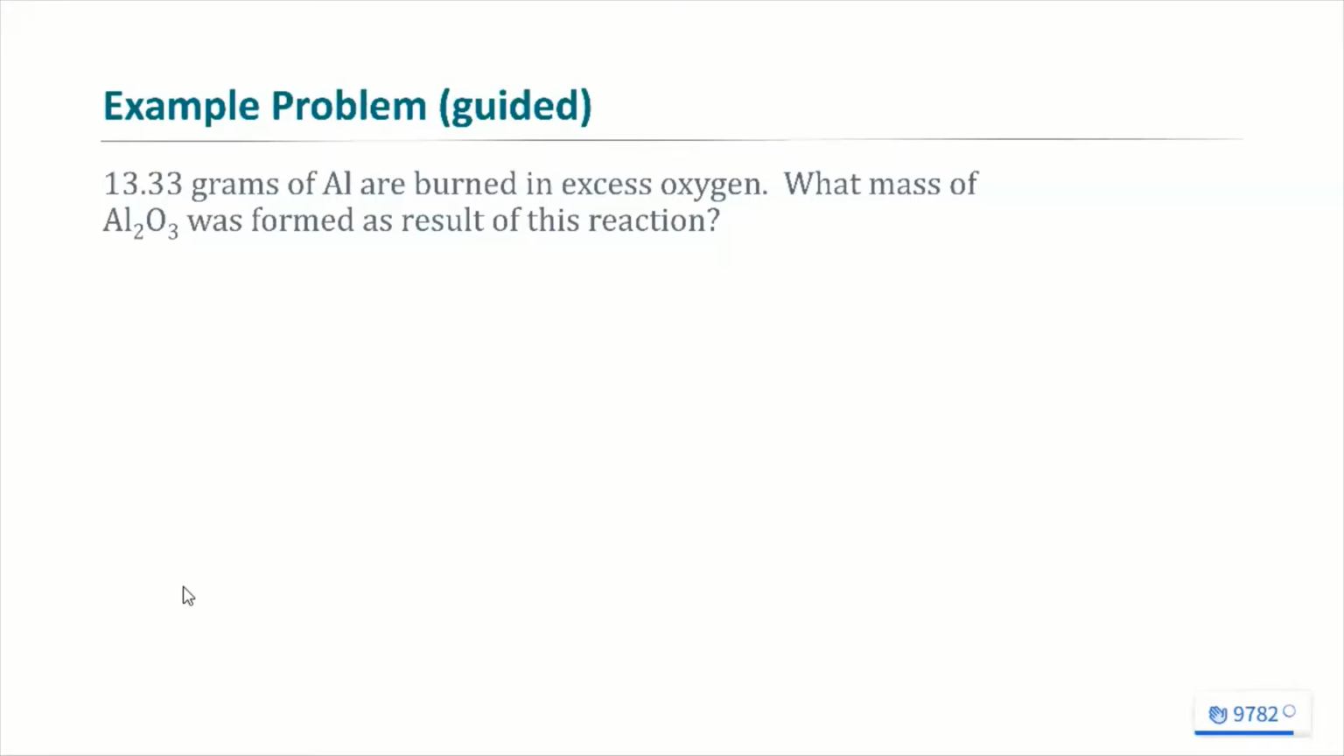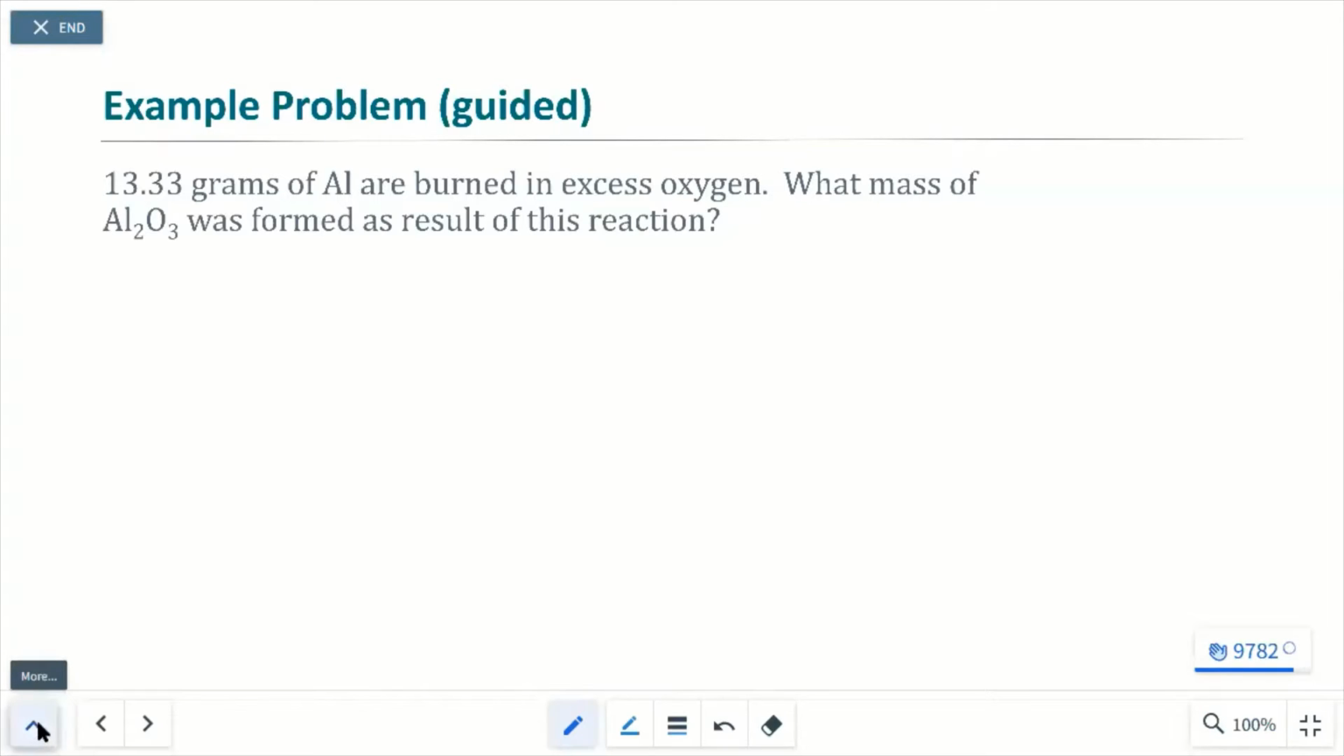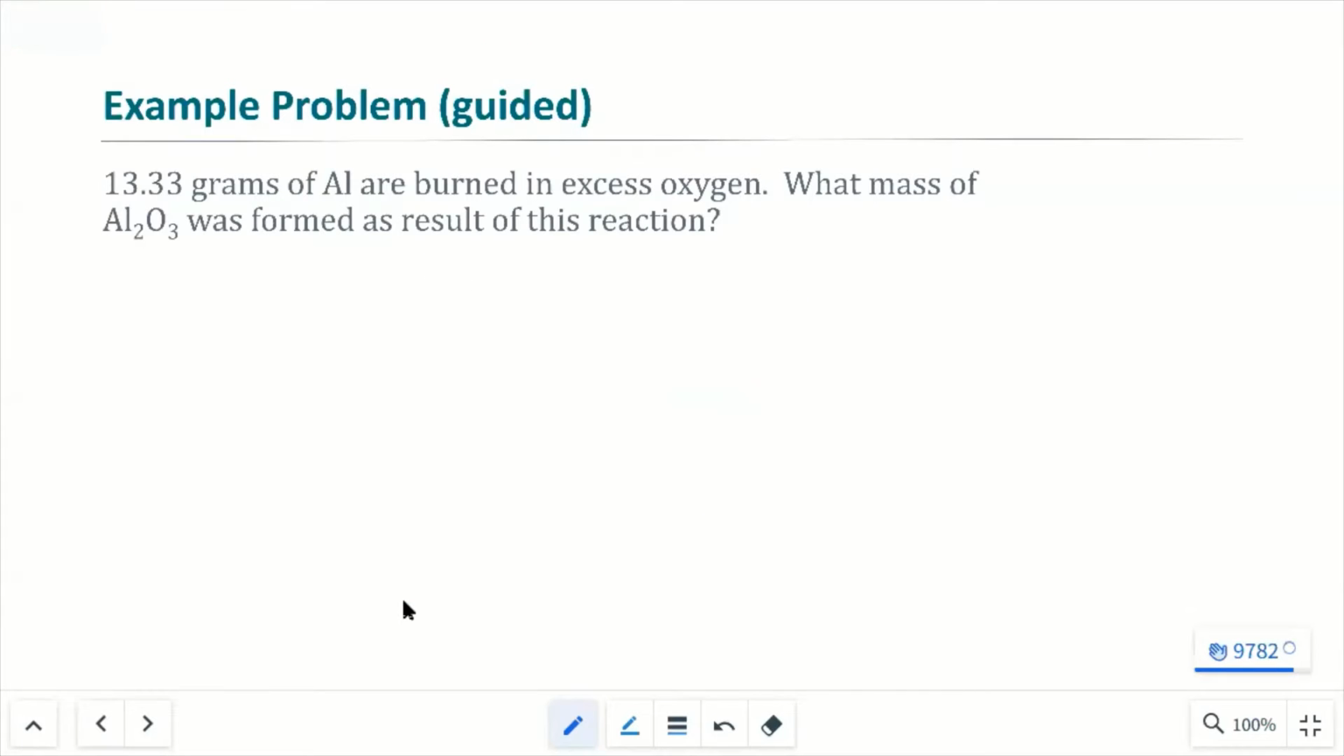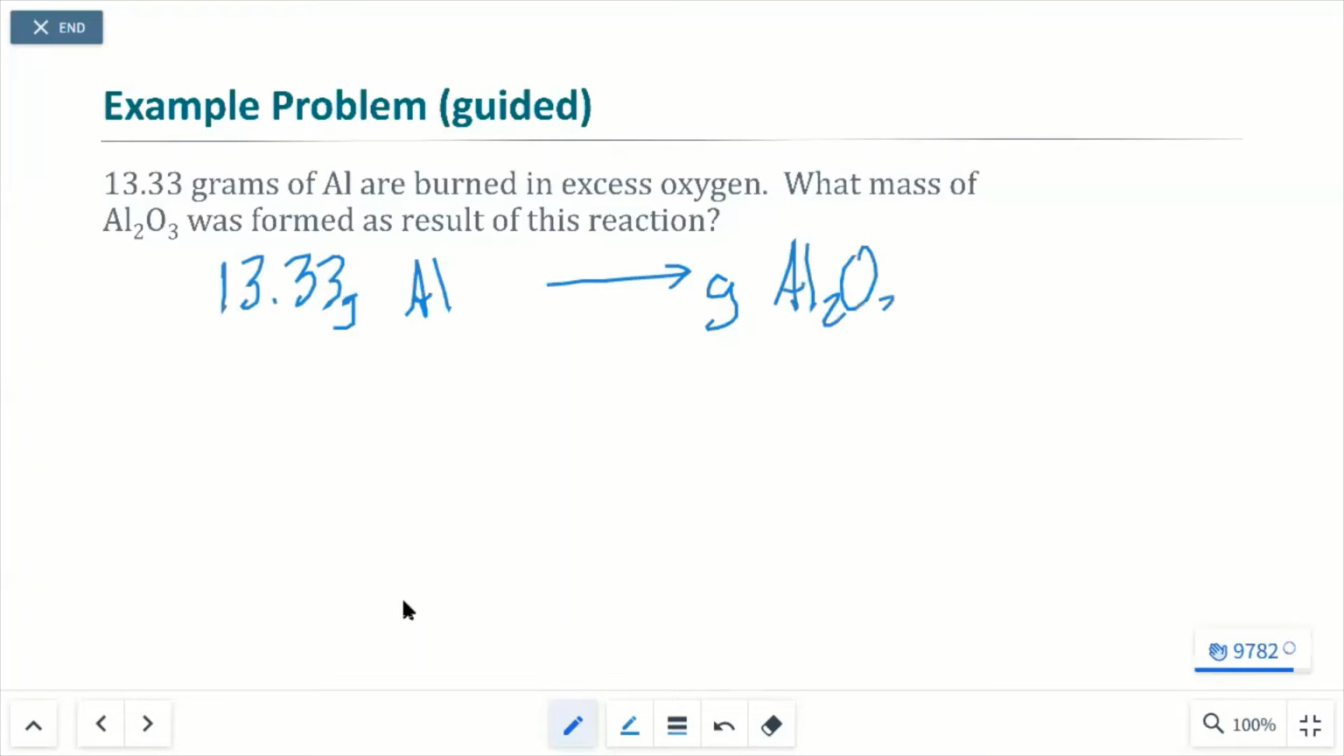Let's take a look at a practice problem. We're told that we have 13.33 grams of aluminum, and we burn that aluminum in excess oxygen. What mass of aluminum oxide would be formed as a result of the reaction? So we want to go from 13.33 grams of aluminum into some number of grams of aluminum oxide.